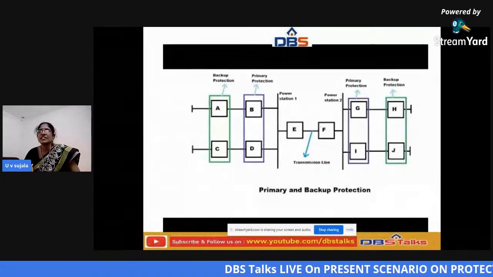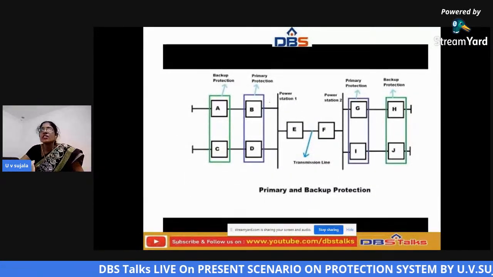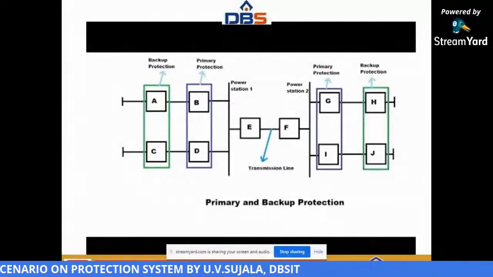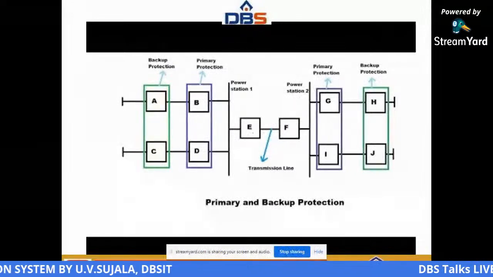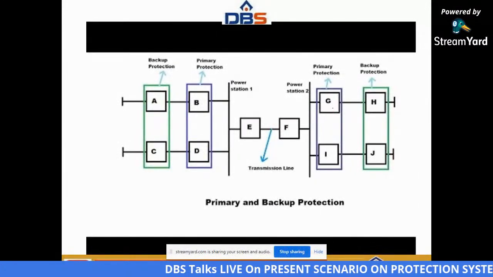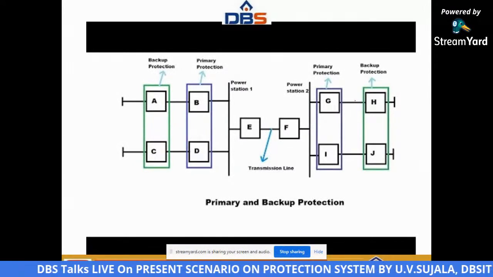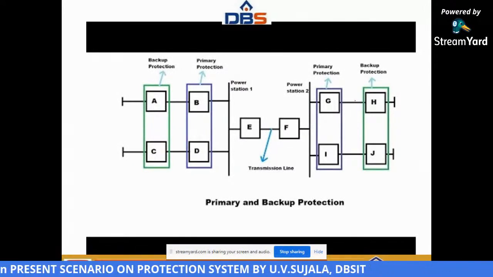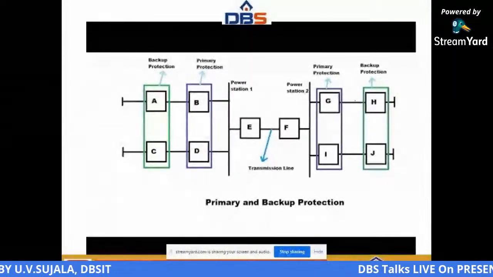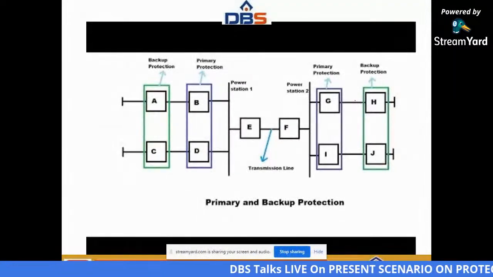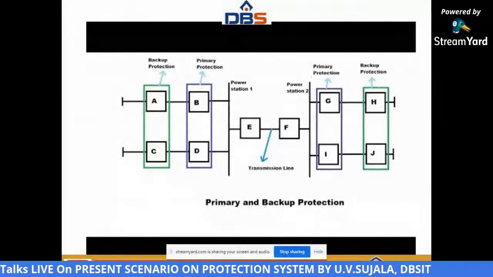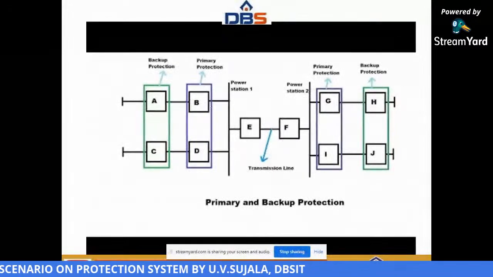If you see this figure, you have to understand. Suppose this is power station 1 and this is power station 2, and here there is the transmission line EF, and circuit breakers are there. This is the primary protection and this is the second, the backup protection. The main purpose of the primary protection is first. Suppose this is the EF, this is the primary.